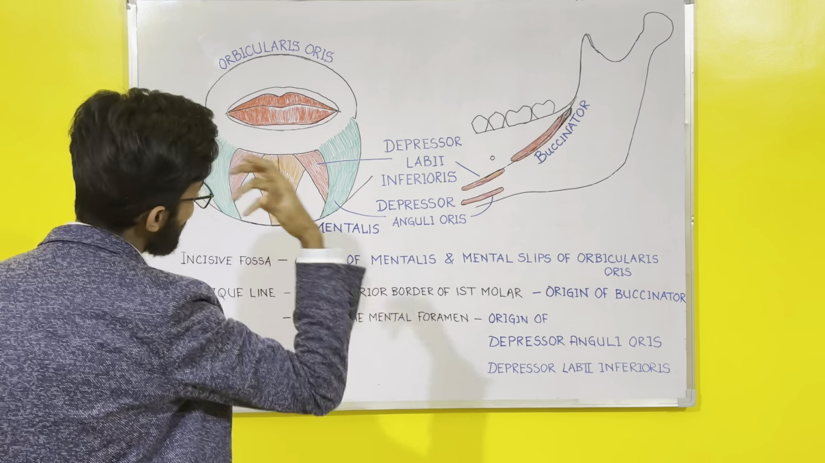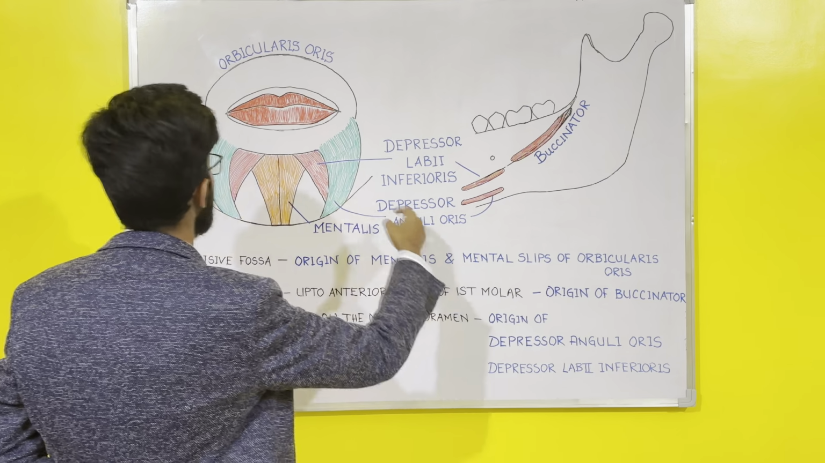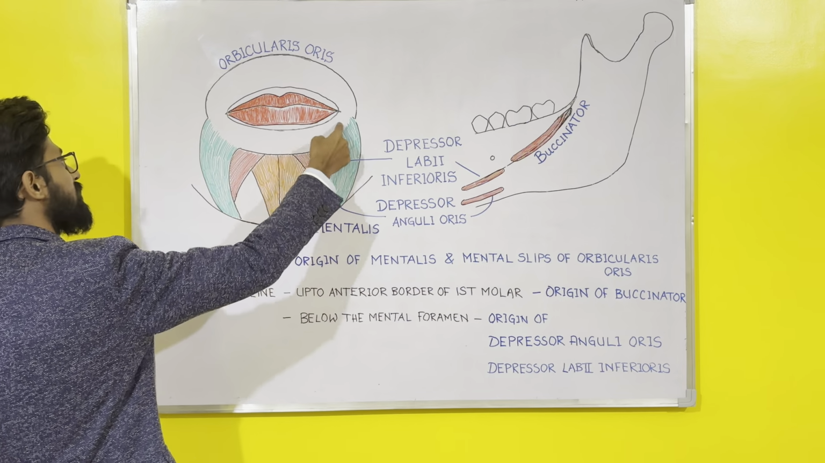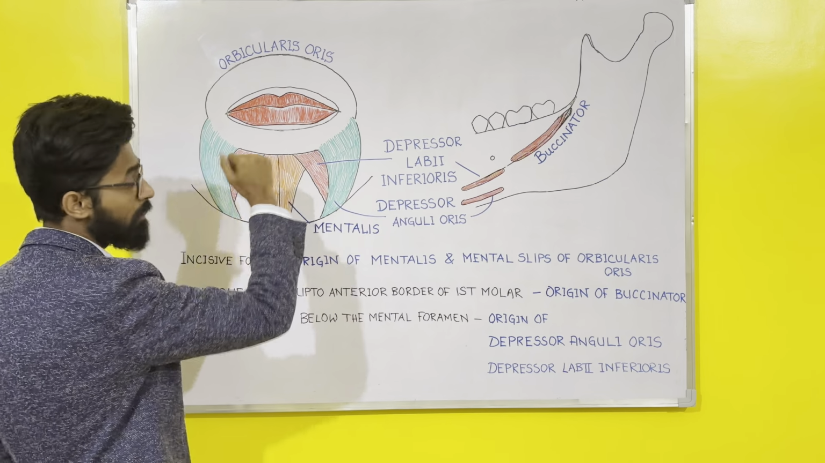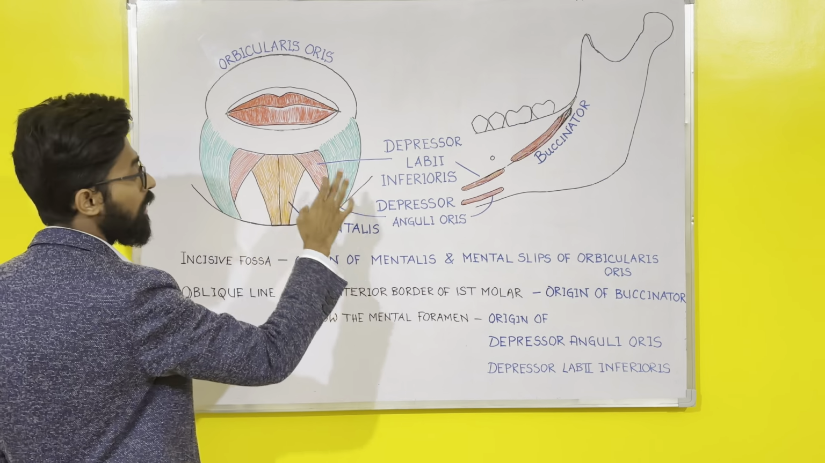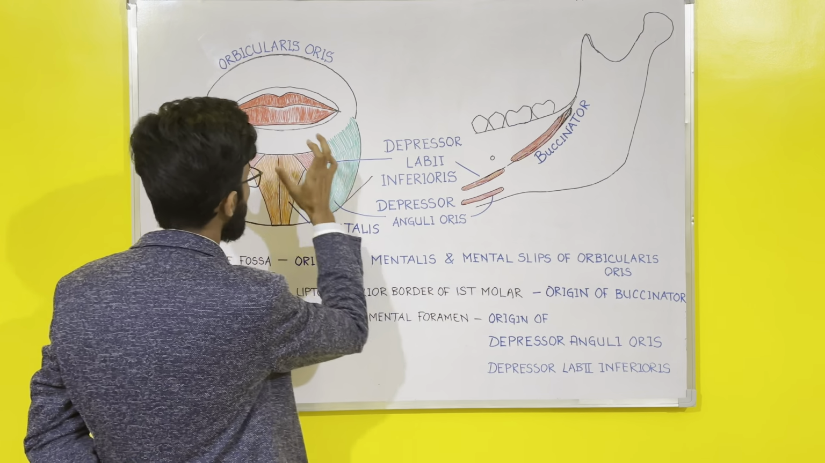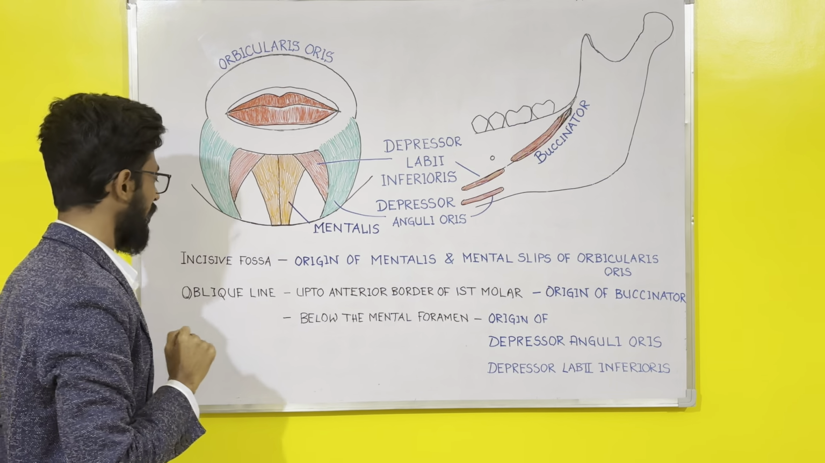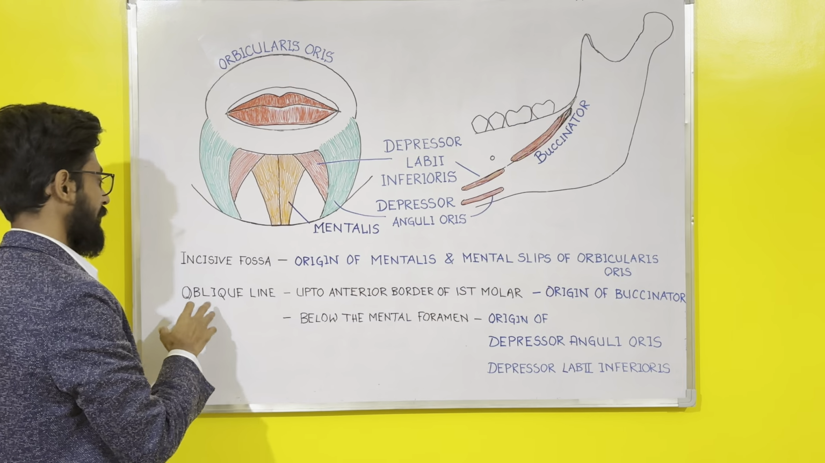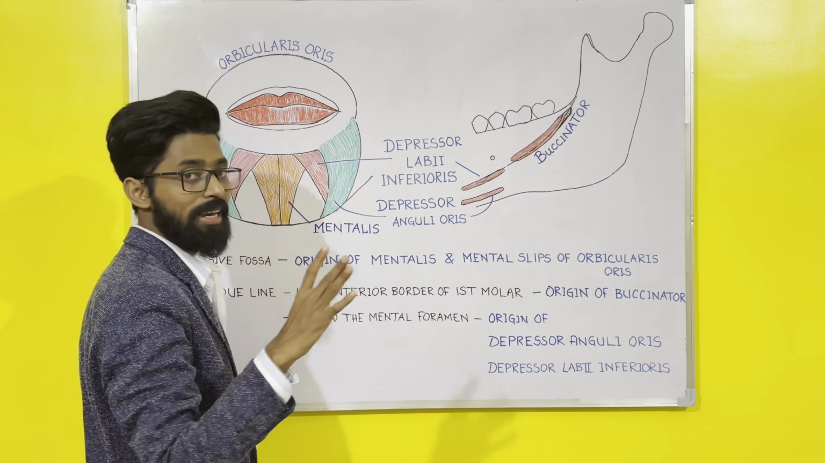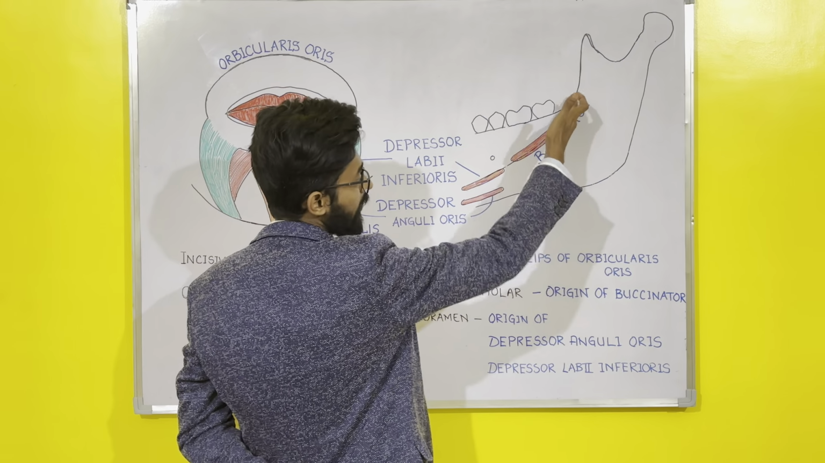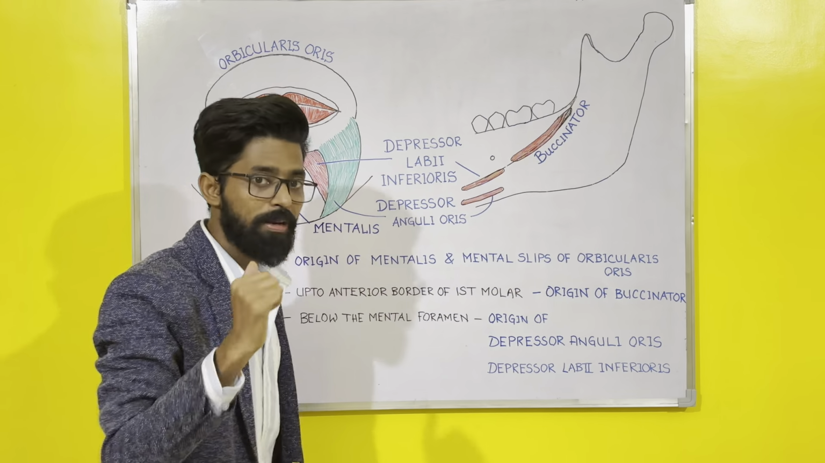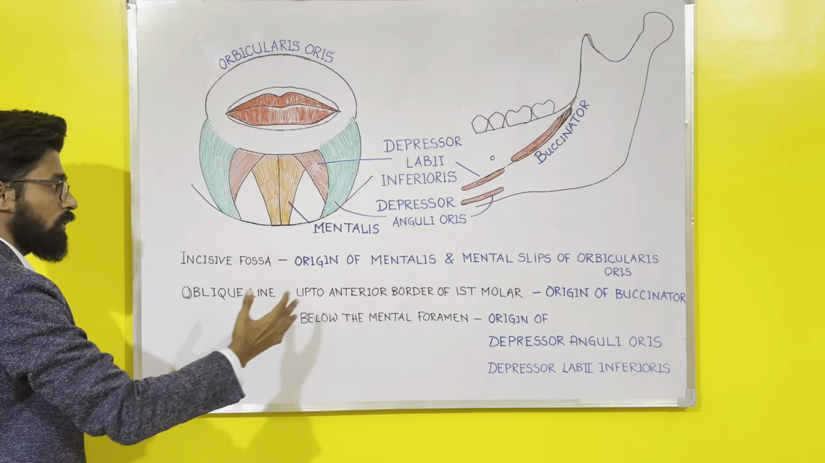Next is the mental slips of orbicularis oris. Orbicularis oris is this circular muscle surrounding the oral opening of the mouth. The mental slip of orbicularis oris also originates from the incisive fossa. Next is the oblique line. The oblique line, as you all remember, is on the outer surface, the anterior continuation of the ramus of the mandible. So the oblique line gives origin to three muscles.